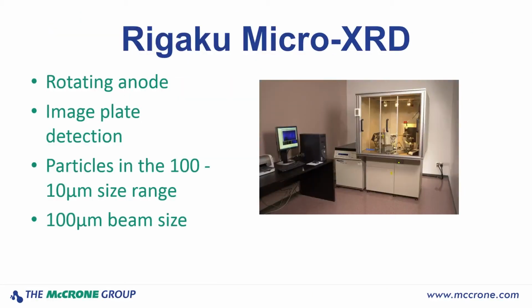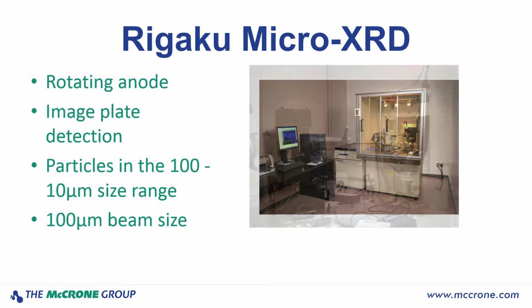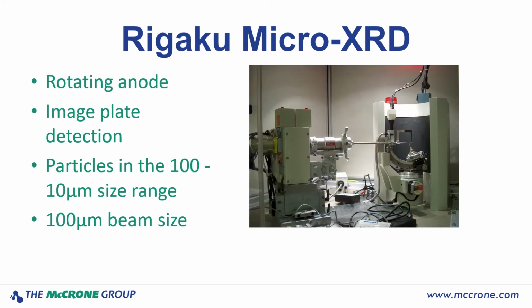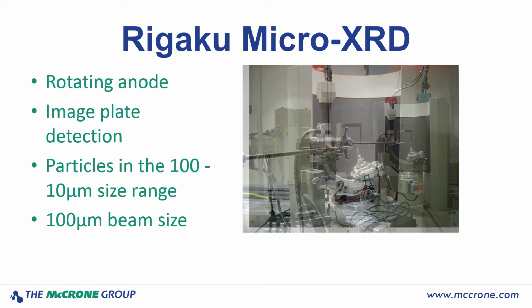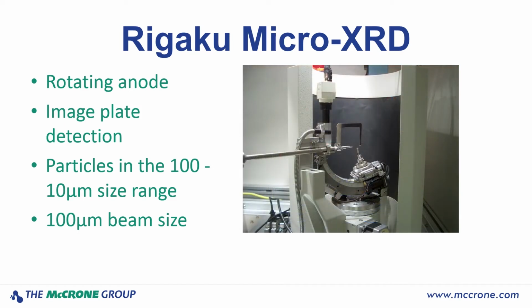Now I'd like to talk about the instrumentation we use at McCrone Associates for XRD. We have 2 Rigaku Micro-XRD instruments. Both instruments utilize a rotating anode, which is a high-intensity X-ray source, much higher than typical sealed tubes. The higher source enables us to provide clients with a much faster turnaround time for analysis and analysis of much smaller particles. We also use an imaging plate for detection, which is the image you saw earlier. The ring pattern was used with this imaging plate, which is in the image here as the curved structure behind the sample. Particles can be in the 100 micron down to 10 microns in size, and the beam size for both of the instruments is 100 microns.